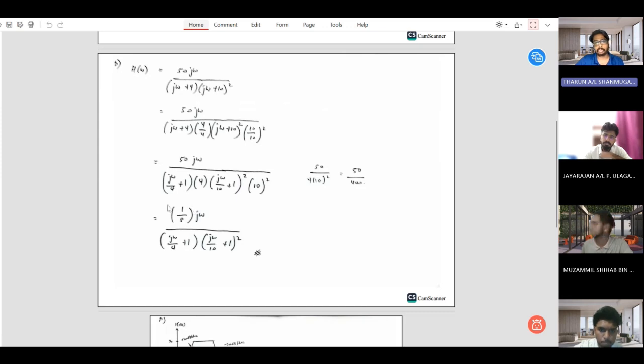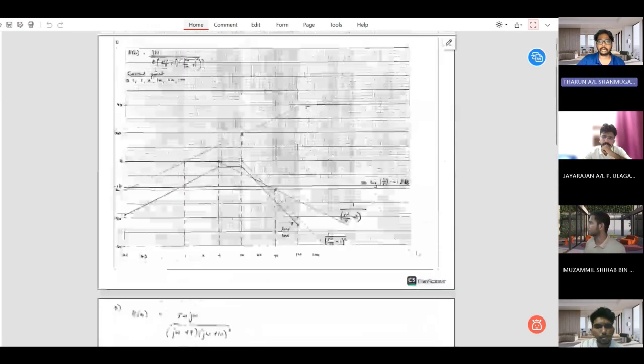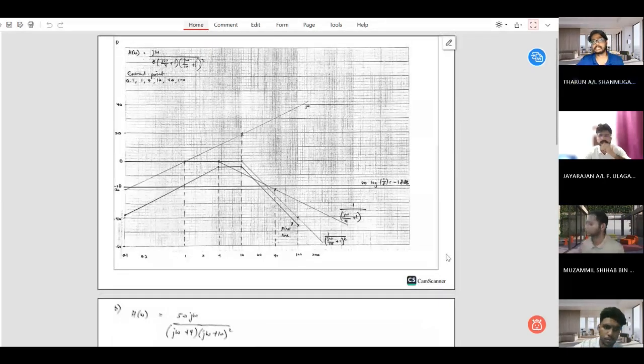After you get 1 over 8, it will come on top. So 1 over 8 times j omega, and on the bottom we'll have j omega over 4 plus 1 and (j omega over 10 plus 1) squared. So this is the equation for the transfer function given. Now we'll go to the graph. The graph will be explained by JAYARAJAN.